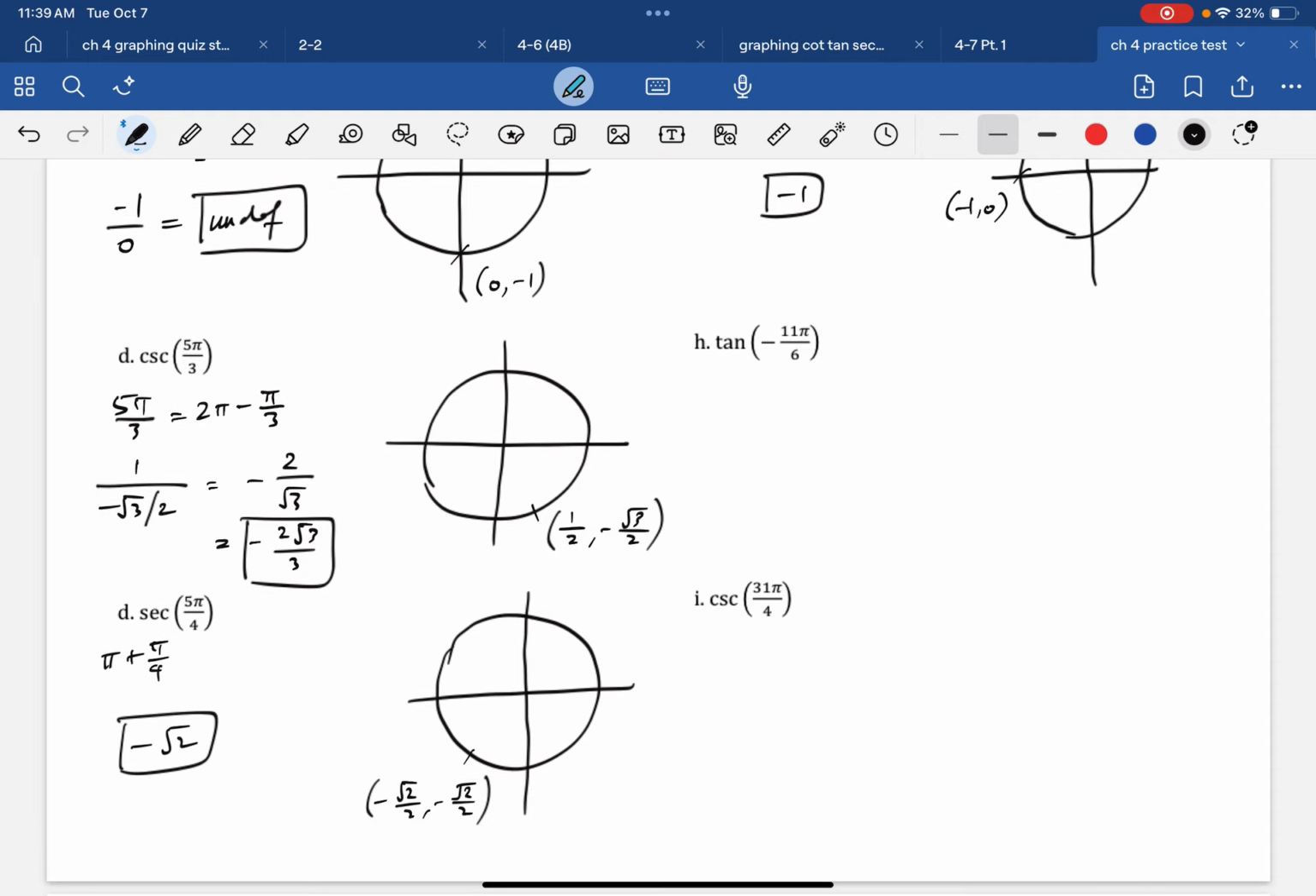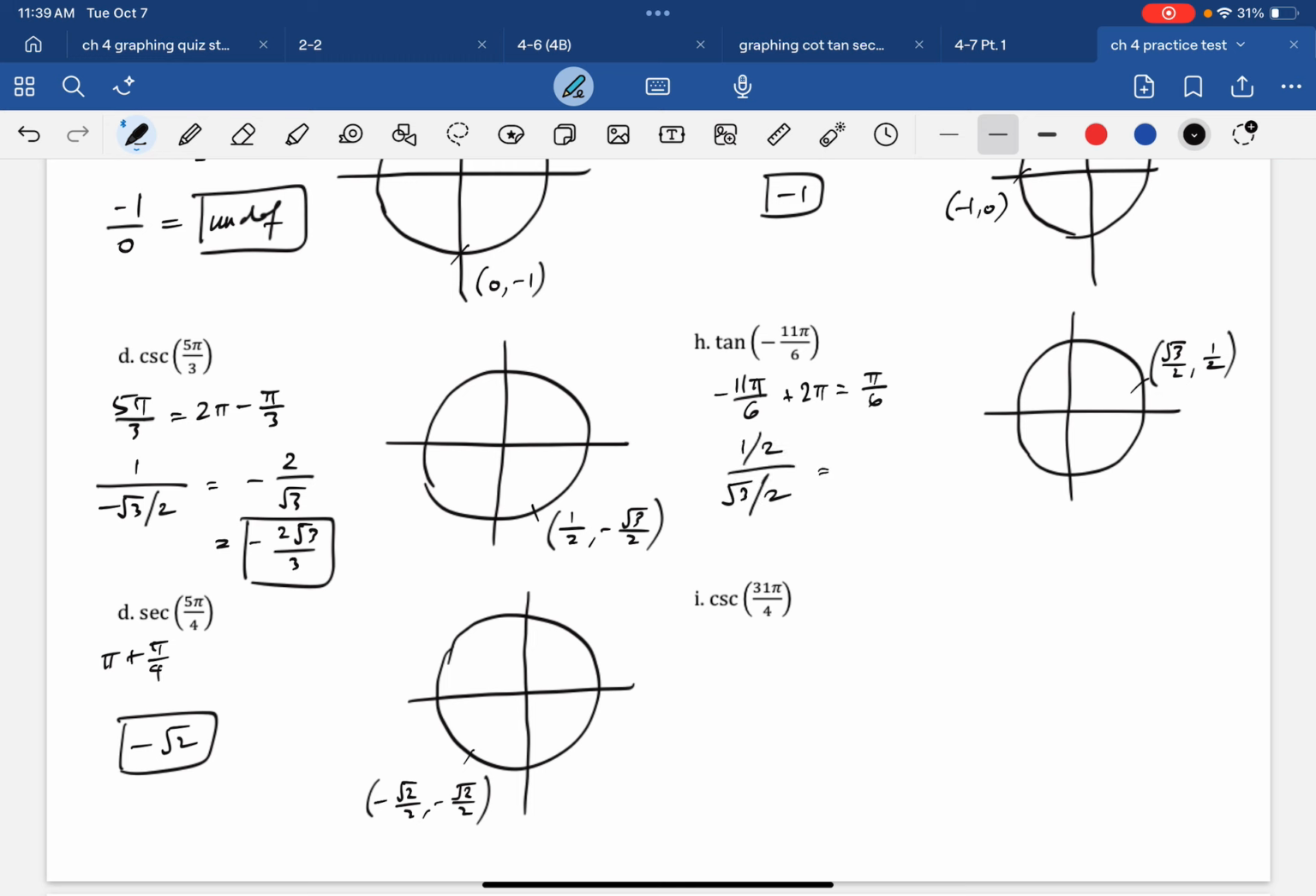Negative 11 pi over 6. Here I'm probably going to be adding 2 pi, which will leave me with pi over 6. So that's right here, and those coordinates are root 3 over 2 comma 1/2. And so the answer is sine over cosine, which is 1/2 divided by root 3 over 2, which is 1 over root 3, or rationalized, that's root 3 over 3.